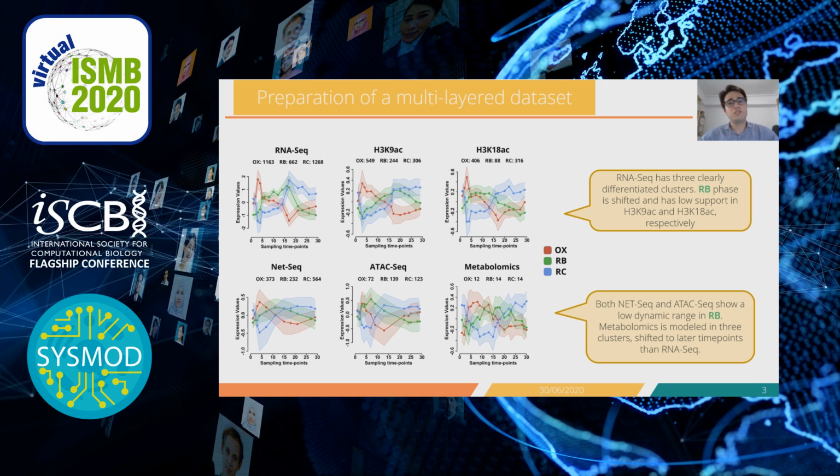In order to do this, we extracted a multi-omics dataset in which these three layers of molecular information were present. All omics were processed in a similar way, subjected to differential expression of features, and clustered in three different clusters that have been described in previous yeast metabolic cycle studies. Although all omics could be modeled in these three clusters, histone modifications, ATAC-seq and NET-seq show much less support for RB phase, making us doubt that the epigenetic regulation of the cycle is happening in this particular layer.